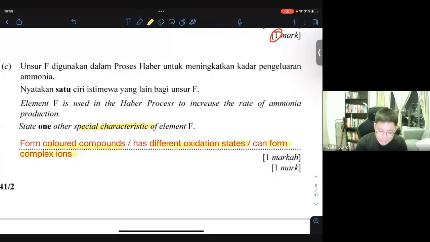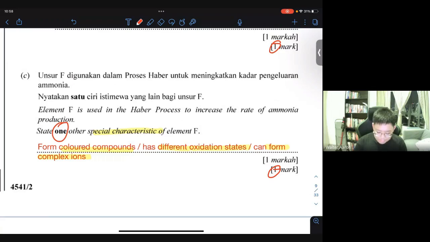But of course, you can choose any one of them and it will do, because it's just 1 mark and they only ask you for one other special characteristic. So as long as you write 1, you can get 1 mark already.